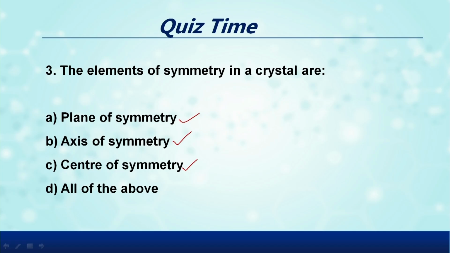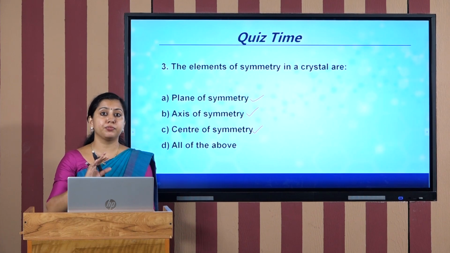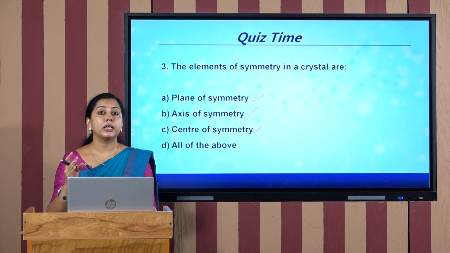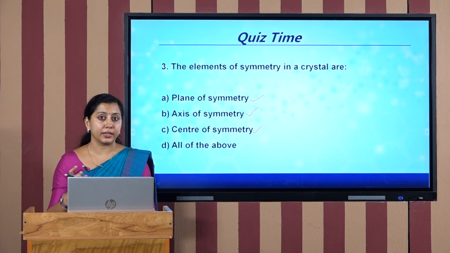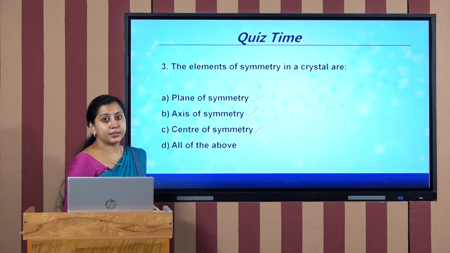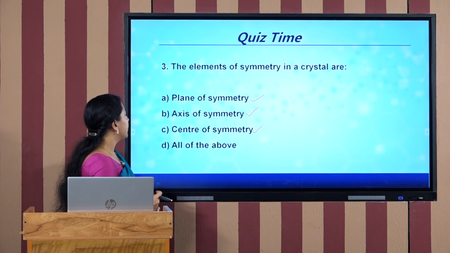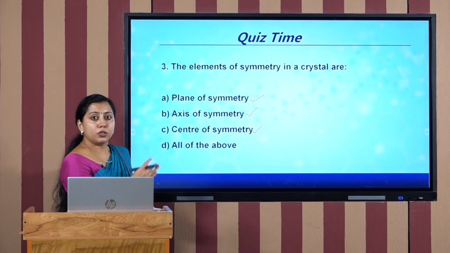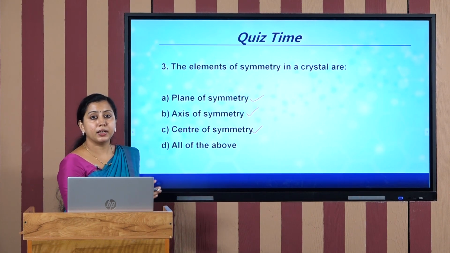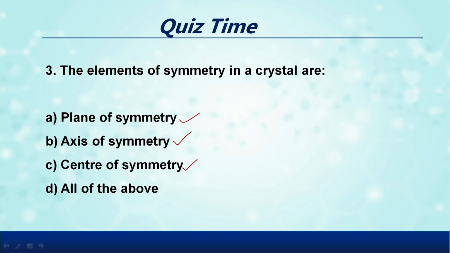And what is a center of symmetry? It is a point within a crystal such that when we draw a line through that point, it touches the surface of the crystal at equivalent positions in both directions. That is called a center of symmetry. So, a crystal possesses a plane of symmetry, an axis of symmetry and a center of symmetry. So, the correct option is option D, all of the above.